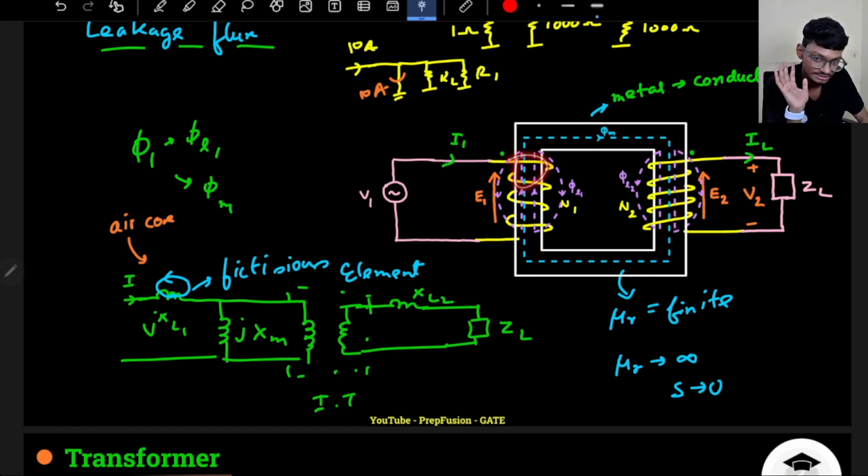Although they are insulated, yes, I agree, a bit of current will flow through this as well. I will discuss how a bit of current will flow due to hysteresis and eddy current. Don't worry, I will discuss that.